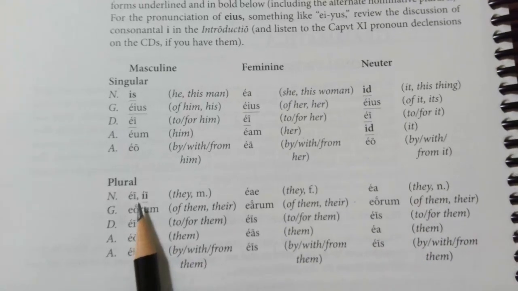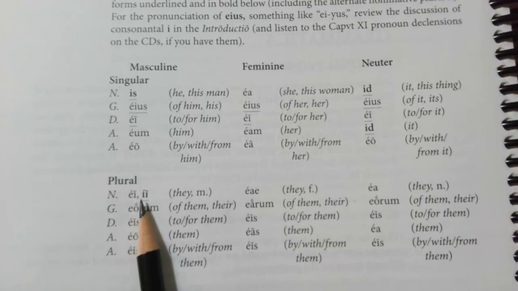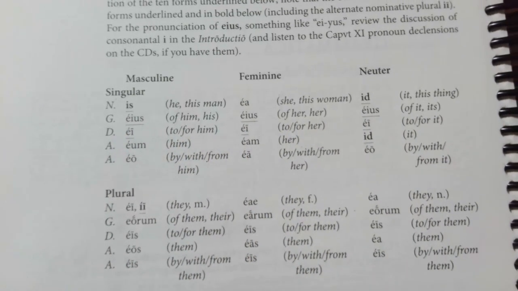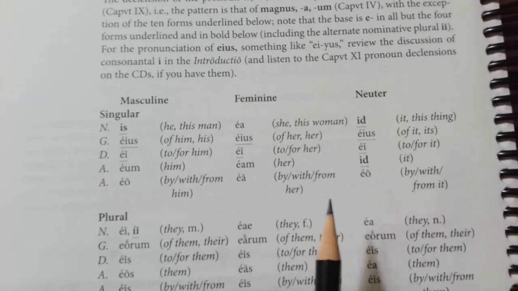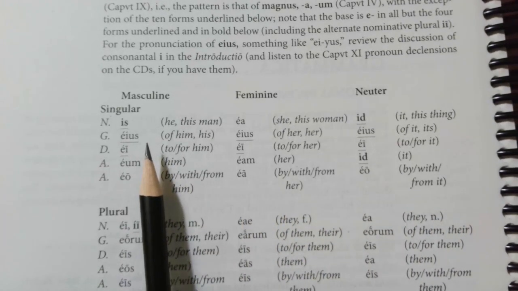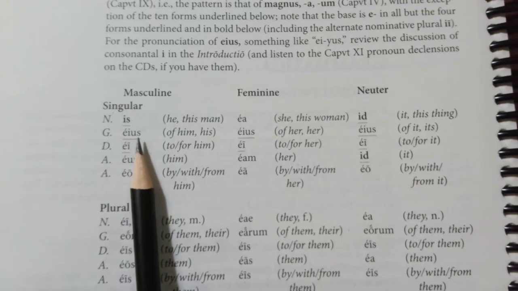And then note here that you do have a double I. Sometimes in place of the e, you have ii. Okay, so be aware of that. They've underlined things that are different. And you remember from ille, illa, illud, then hic, haec, hoc, the genitive and dative here should look familiar to you.